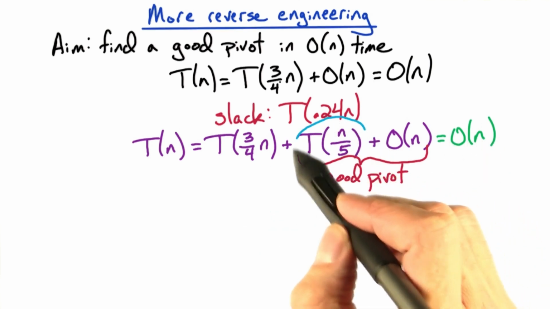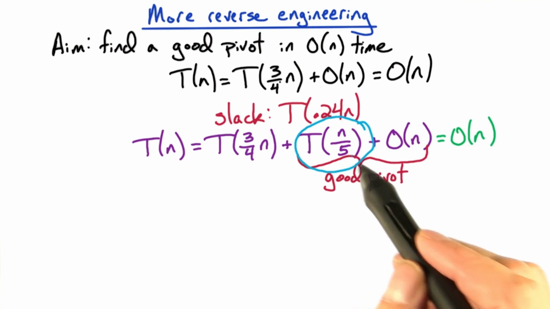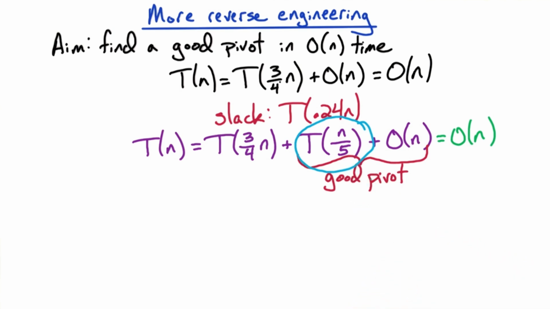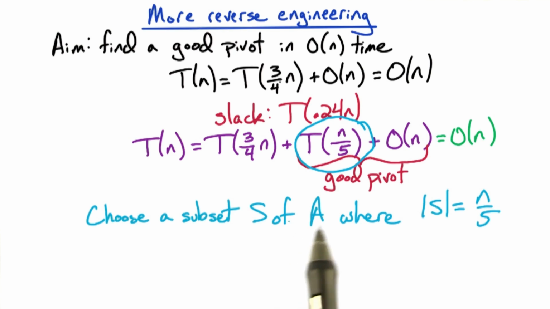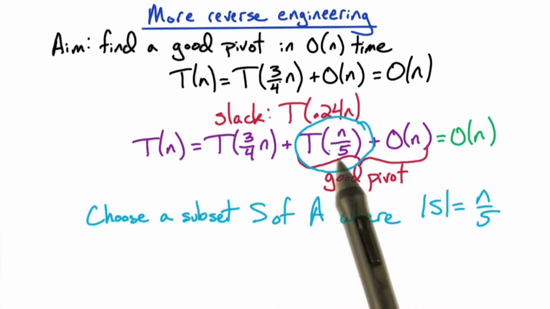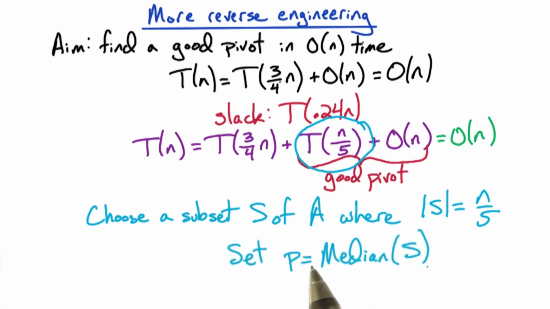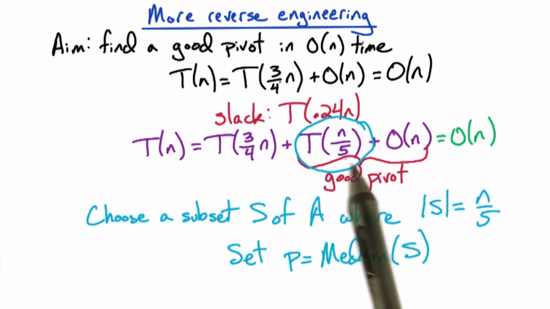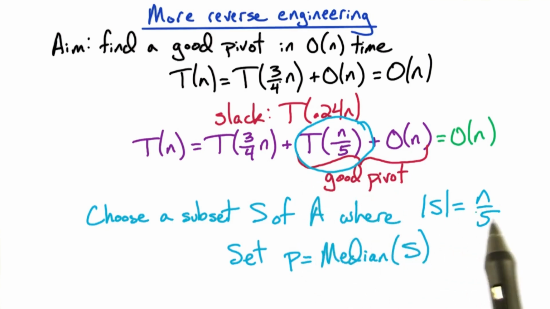Now how exactly are we going to utilize this T of n over 5 in order to find a good pivot? Well, we're going to choose a subset S of A, which is of size n over 5, and then we're going to recursively run our median algorithm on this subset S. And we're going to set P, the pivot, to be the median of this subset S. The time it's going to take us to find the median of S is going to be T of n over 5, since the subset S is of size n over 5.